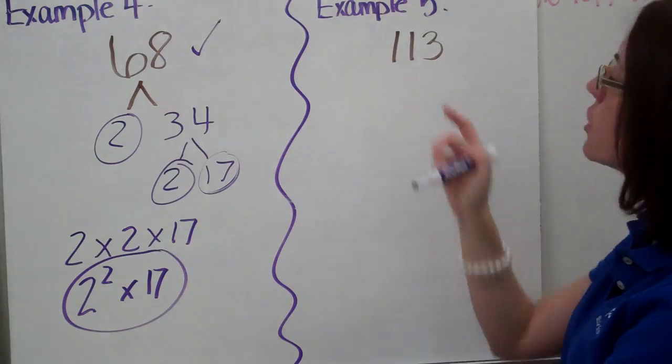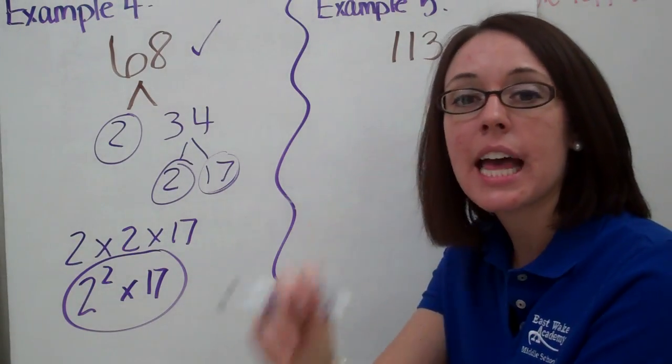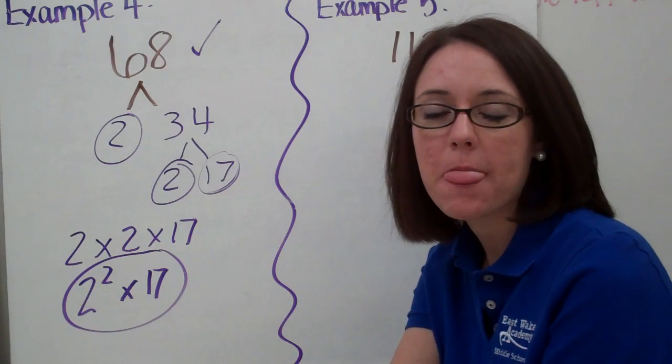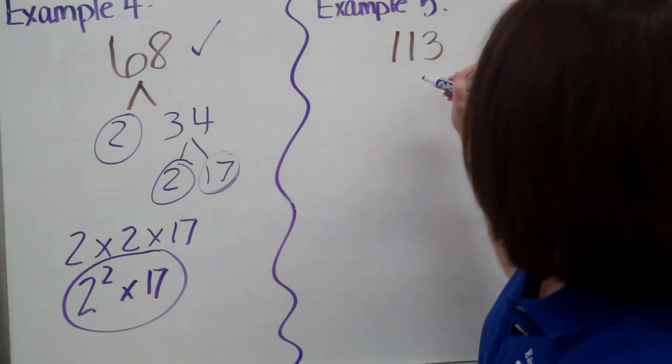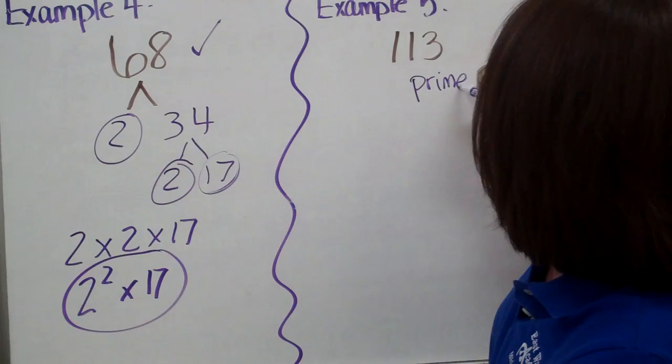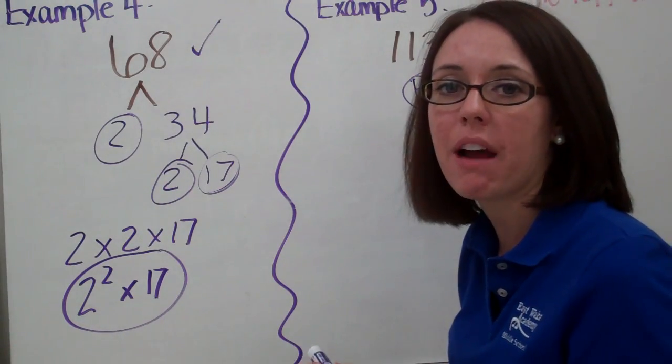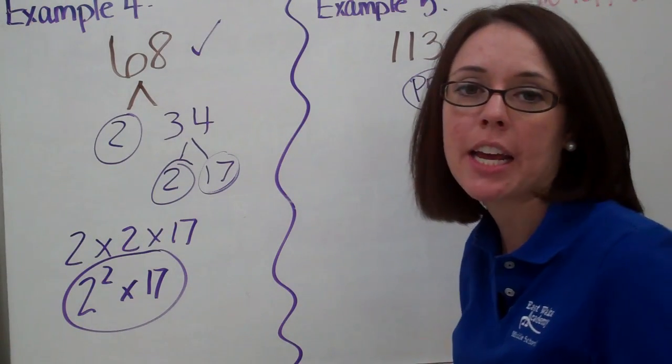Last example, 113. Think about it. Is that prime or composite? 113 is actually a prime number. So we are unable to find the prime factorization because it is not a composite number.